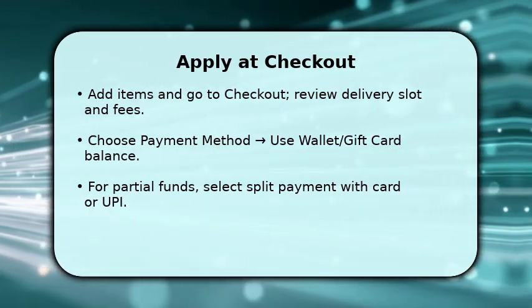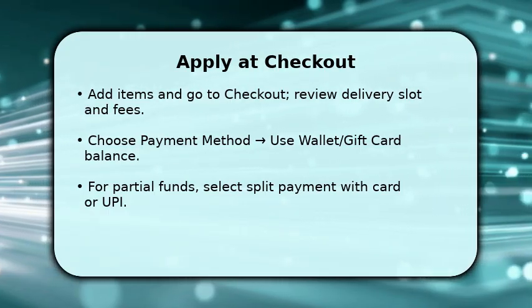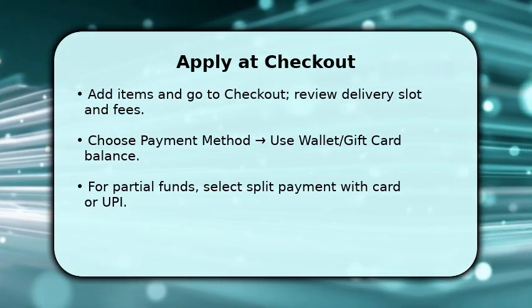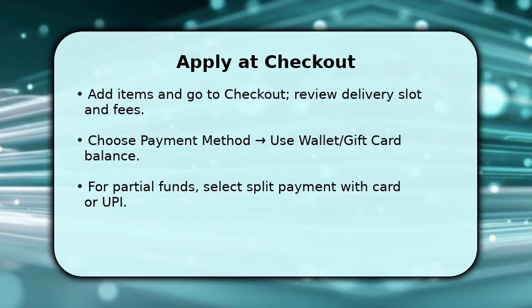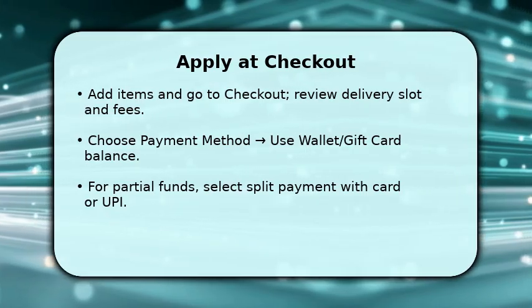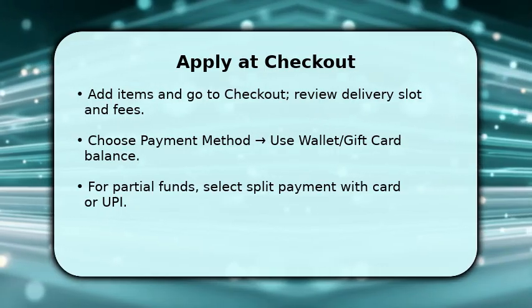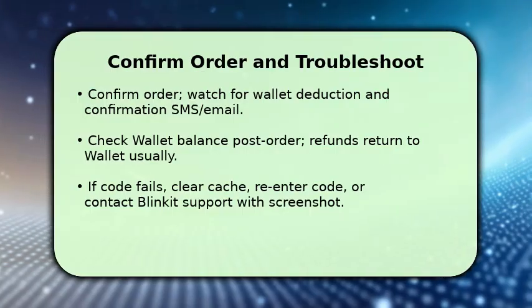At checkout, pick payment method and make sure wallet or the gift card option is selected so the app deducts from your redeemed balance. If the gift doesn't cover the full total, choose split payment and add a card or UPI for the remainder. This prevents failed orders and lets you control where extra charges come from, especially during promotions, and you finish by confirming the order and watching the app show the wallet deduction.